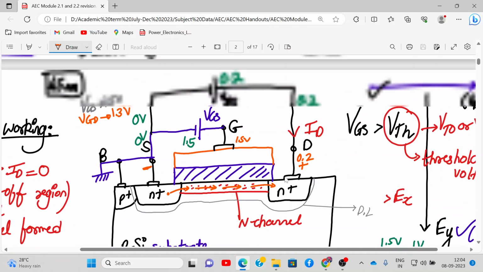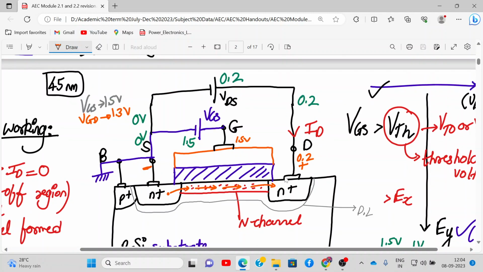Is it clear? For small values of VDS, is this thing clear to you? Please respond. Yes, sir. Now we go to the next case.